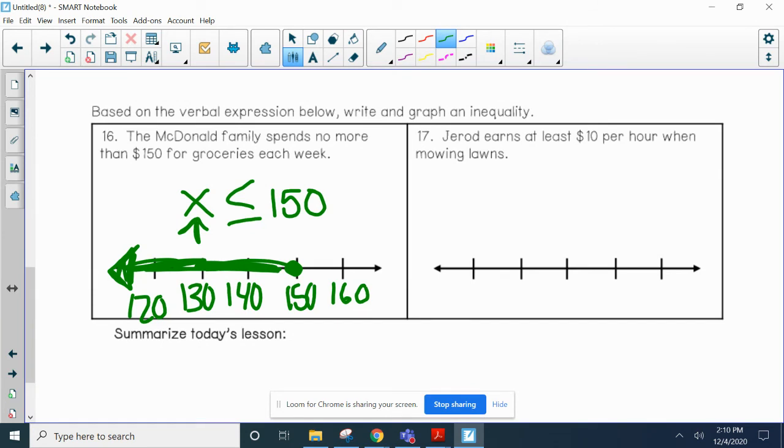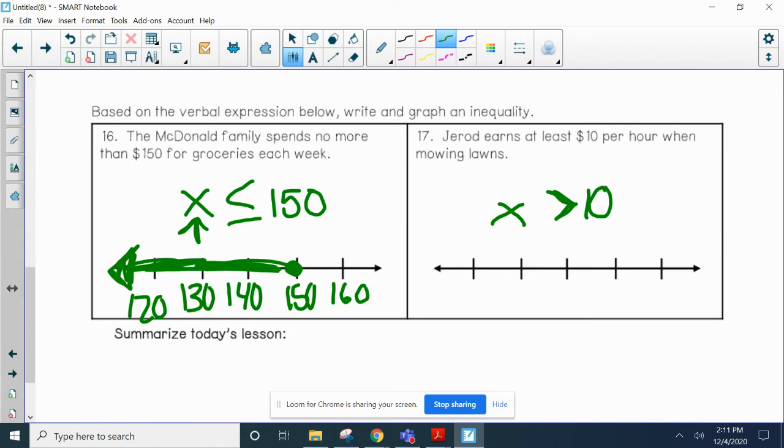All right. What did you get for your inequality? Jared earns at least $10 per hour when mowing lawns. Well, he's not going to make any less than $10 per hour, right? So 10 is the smallest it can be. Anything else will be bigger than 10, right? So whatever this is has to be bigger than 10 because he's not making any less than it.